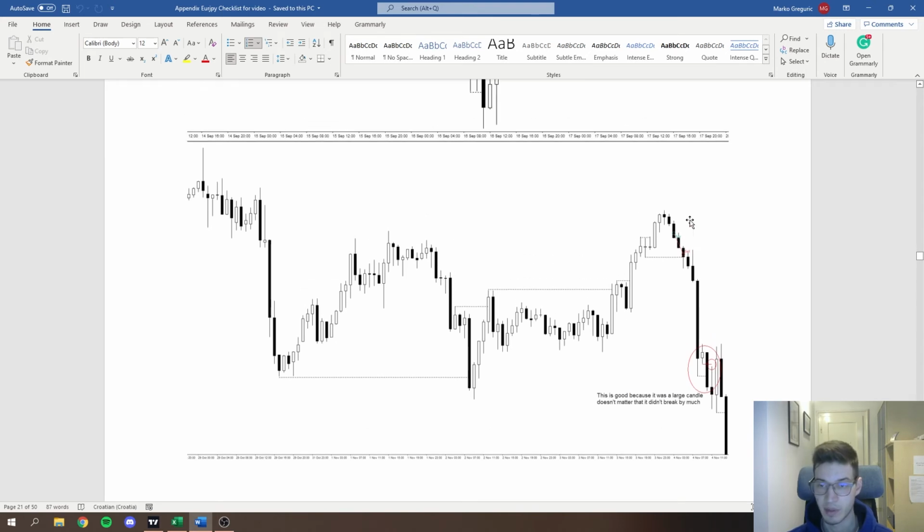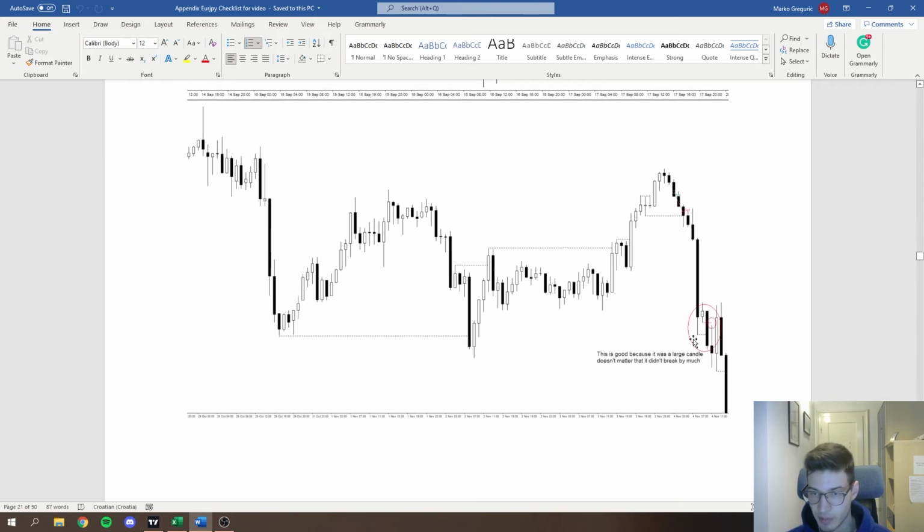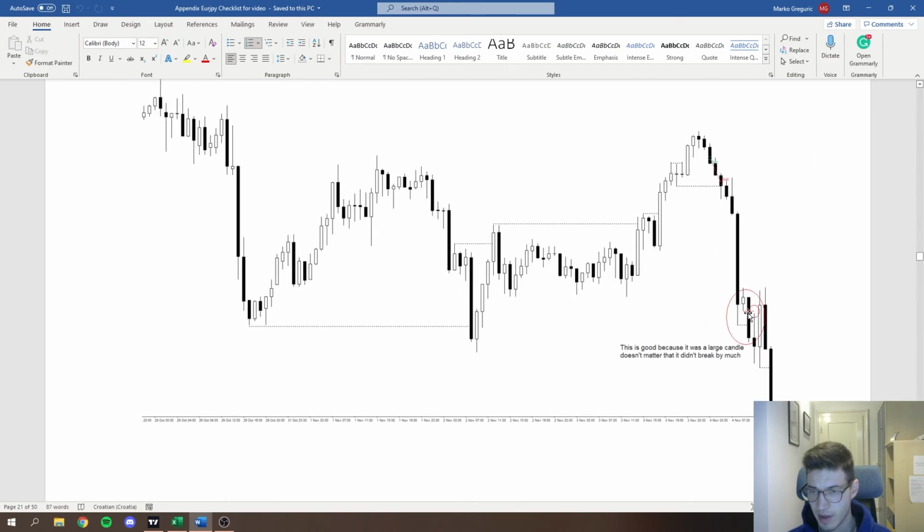Let's take another example. This would also be a large impulse, one candle pullback continuation. And this also, as I said, is good because it was a large candle. It doesn't matter that it didn't break by much. It is a large candle. It is a very clean close. Let me zoom in, maybe you don't see it. And I would be willing to place an order right here.